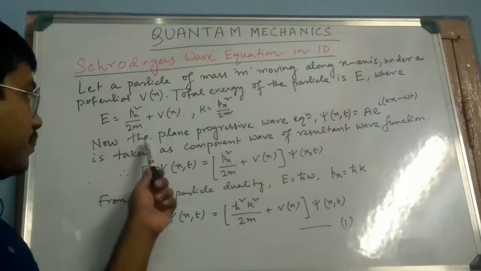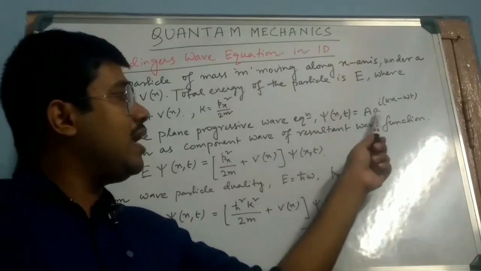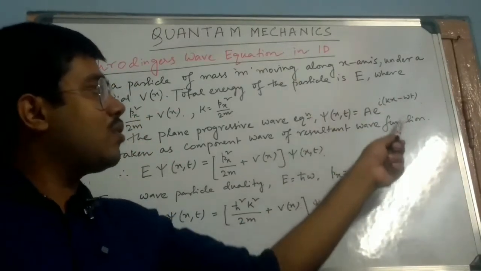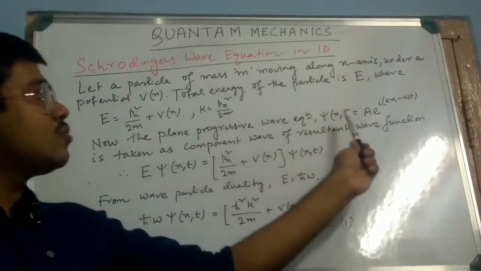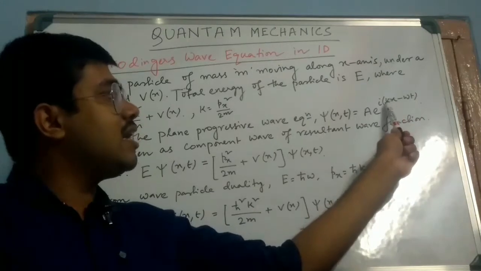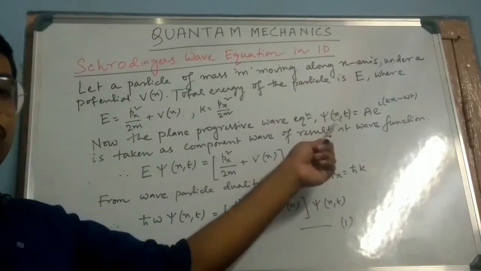Now the plane progressive wave equation is psi(x,t) equal to A e to the power i(kx minus omega t). This is the form of a plane progressive wave equation. The wave is moving along the x-axis, where k is the propagation vector and psi(x,t) is the wave function.